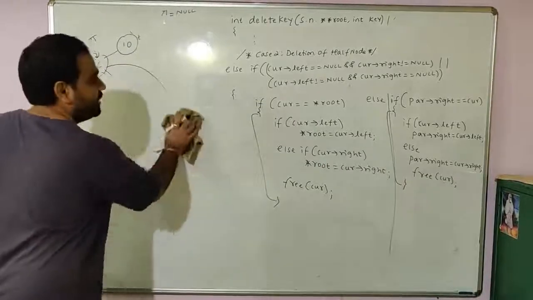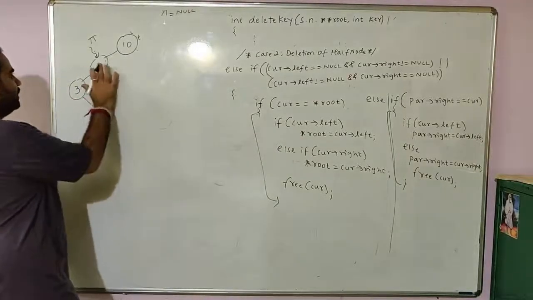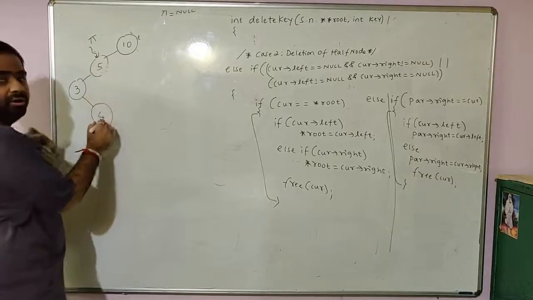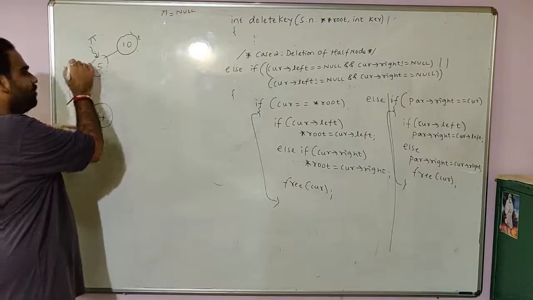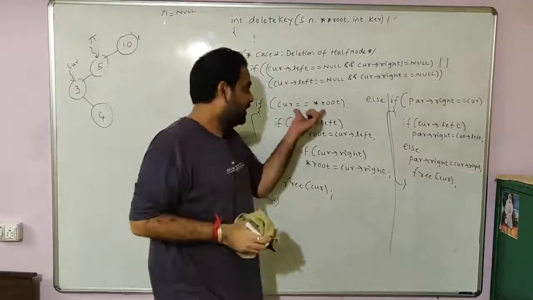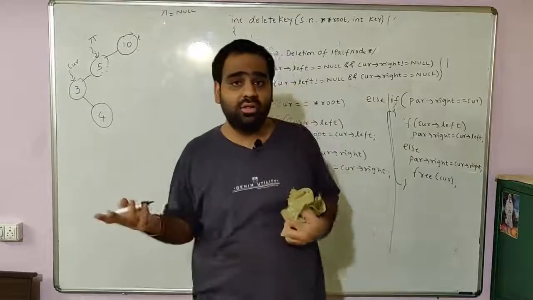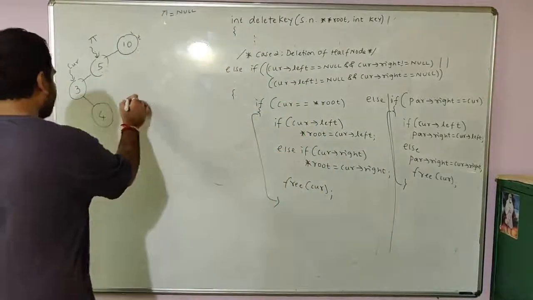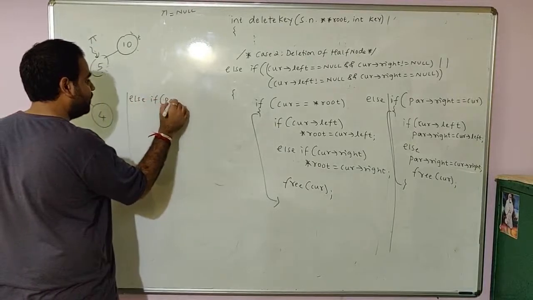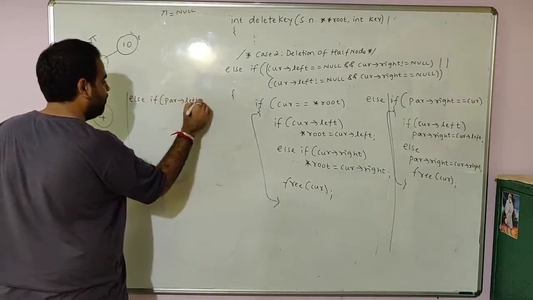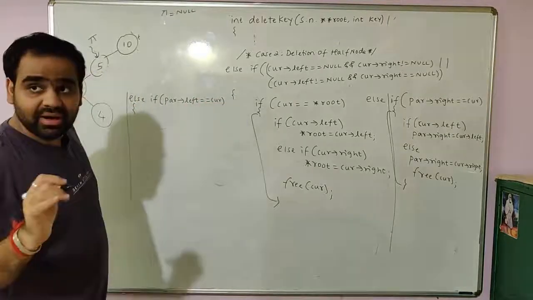Now what is that continuation? Suppose this is the tree. Now I say 10, 5, 3, 4. And I want to delete the 3. Now this is the current. Is it a half node? Yes, it is a half node. Is current equal to root? No. Is parent->right equal to current? No, parent->right is not equal to current. It means, here I am writing the code, else if parent->left equal to current. Yes, parent->left is current.